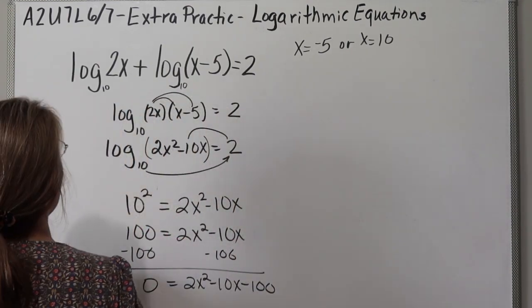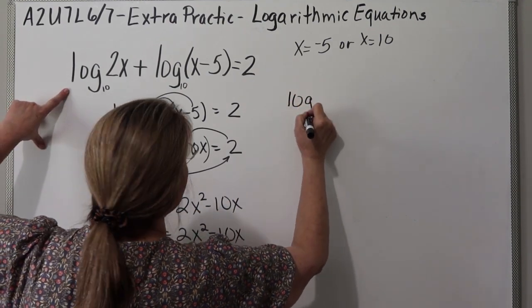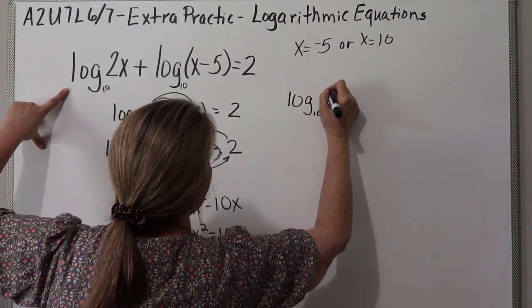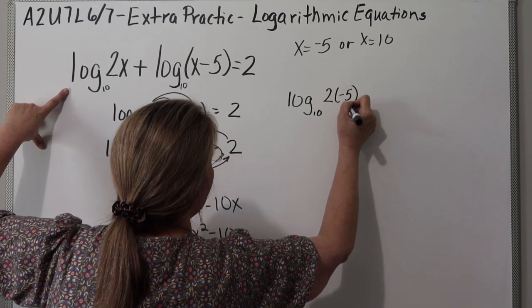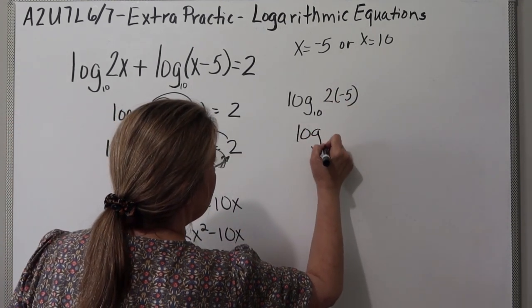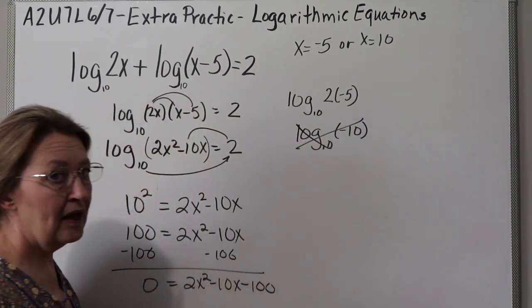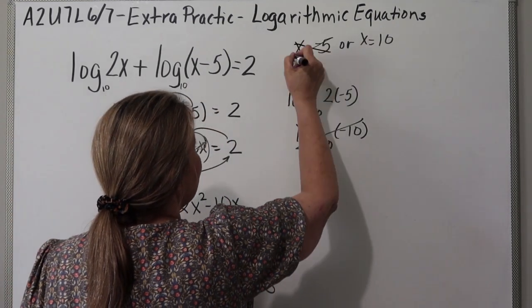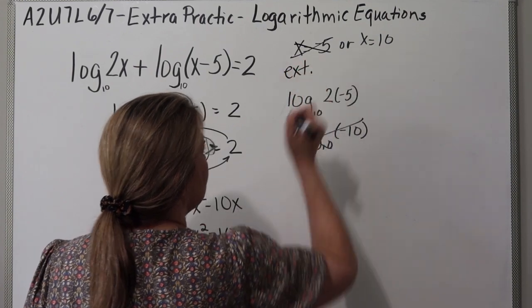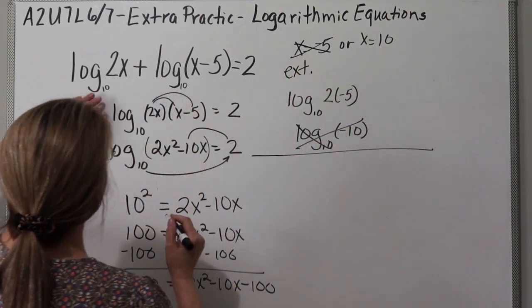Alright, so first x equals negative 5. If I take log base 10 of 2 times negative 5, well, I already see a problem because this is going to be log base 10 of negative 10, and that's a no-go. So this already is an extraneous root. Now let's check x equals 10.